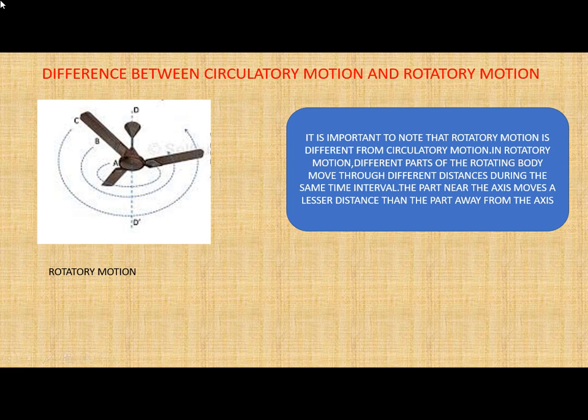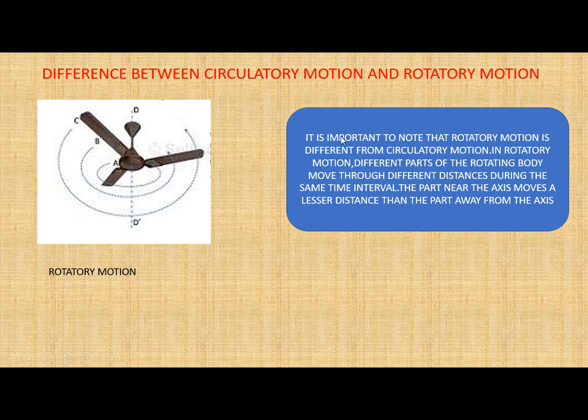To explain that, I've taken this diagram. You can see that this moving fan is an example of rotatory motion. Now some lines are drawn, so this is the region A. This is made around the axis of this fan. Suppose this middle axis is there, and this point represents A. Then this point of the fan represents B, and the tip point of the fan represents C. So now these are the points which we have taken in this fan.